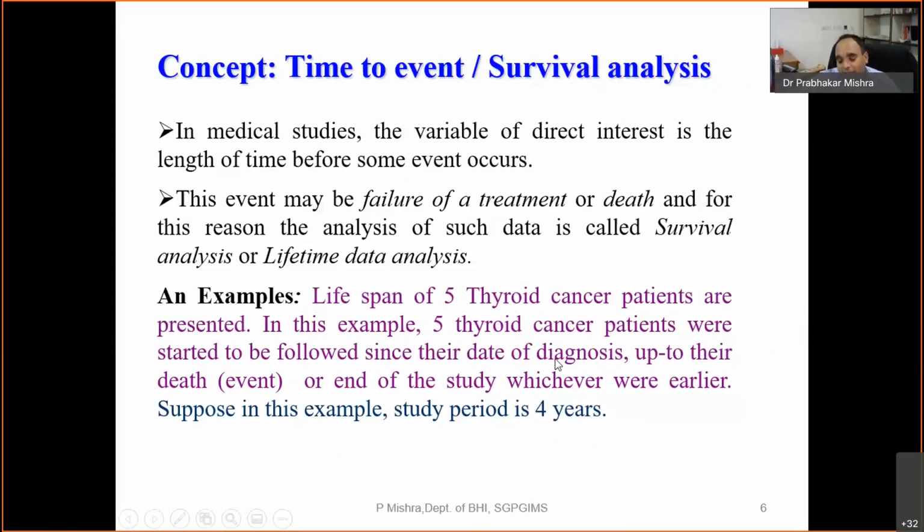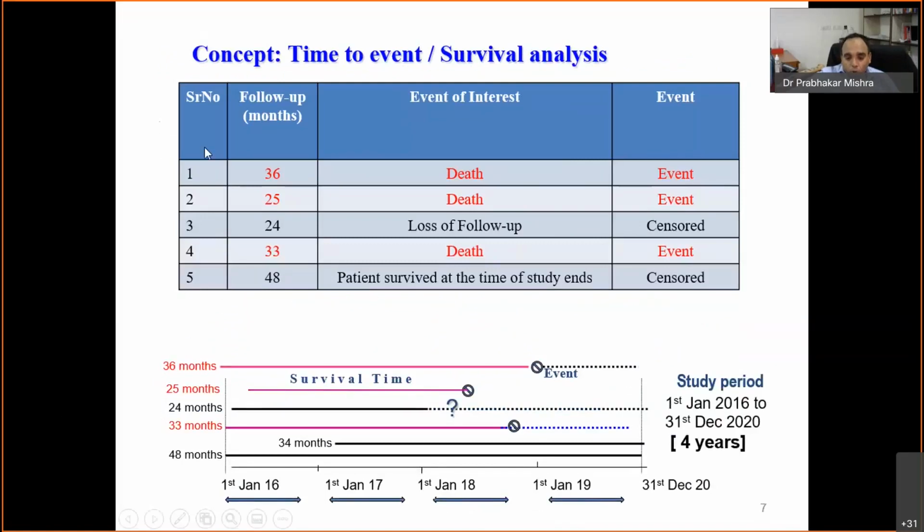So I have taken an example of 5 thyroid cancer patients, and these 5 patients were diagnosed during these 4 years of the study duration. Now see, this is the first patient.